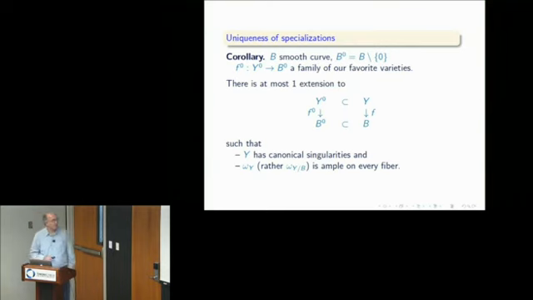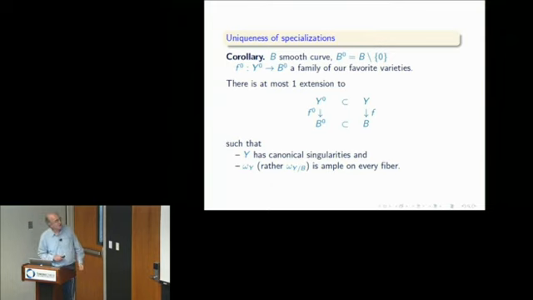I think technically it's better to use the relative omega. It's not really important for us, but it is ample on every fiber. Okay, and now you see this should be exactly the same statement that the canonical models are unique. Okay, sort of just a relative version of exactly the same statement.